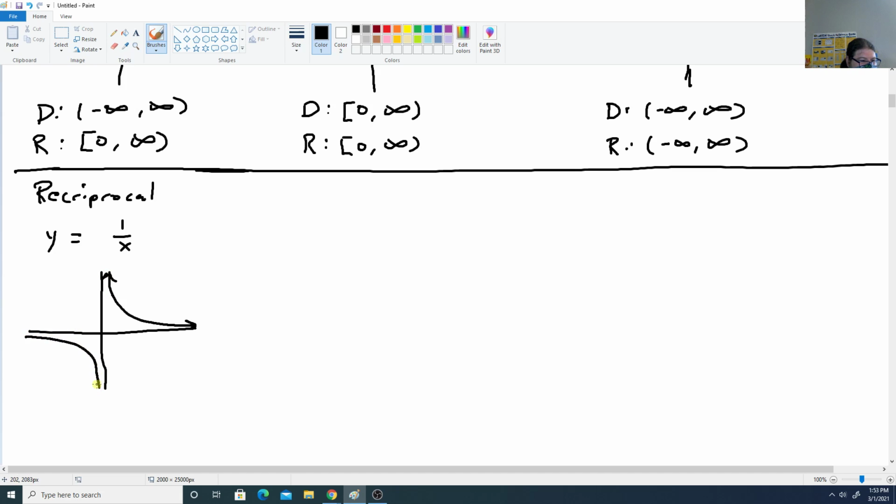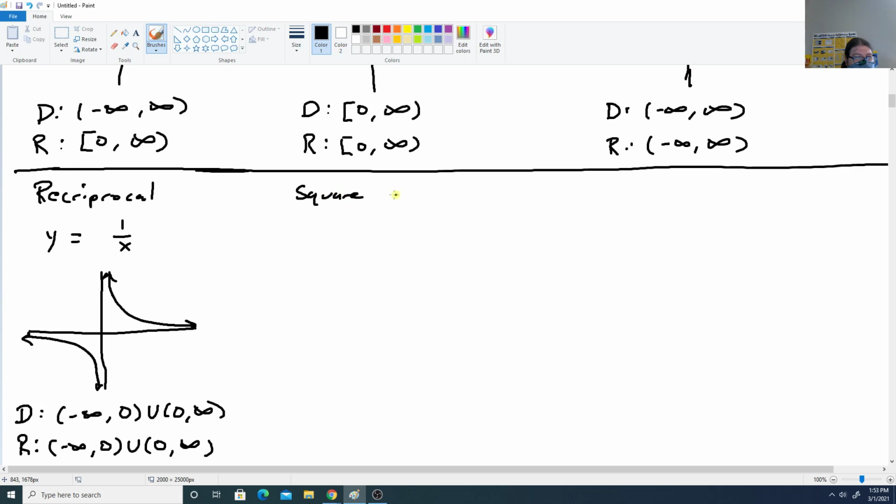Its domain is everybody except for 0, and its range, since neither of them hit the x-axis, also skips 0. So for the reciprocal function, domain and range, it takes all values except for 0. We have the square of the reciprocal function. This is y equals 1 over x squared.